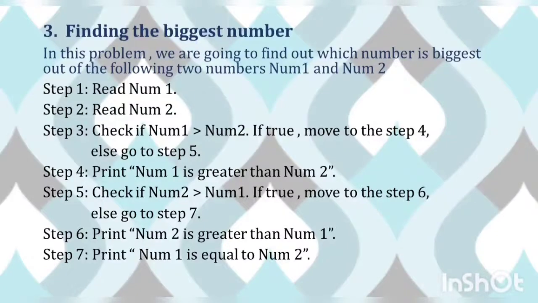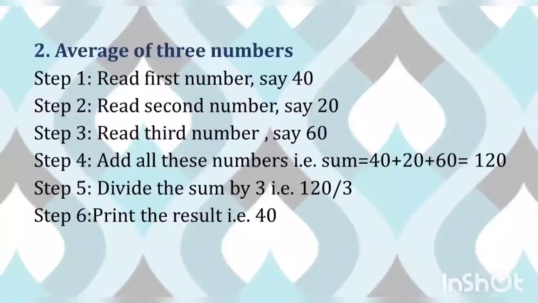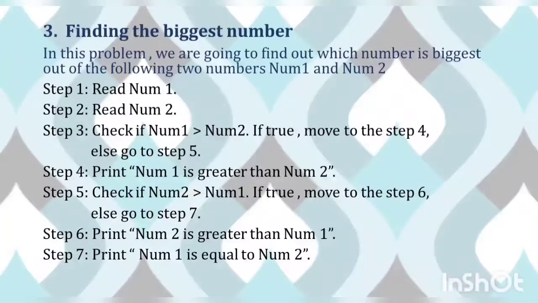Now another example is finding the biggest number. You have been given two numbers, num1 and num2. See, when it comes to computer, in the previous two examples I have given values directly: 40, 20, 60. So that won't be a general algorithm. That is a specific algorithm only for adding those 40, 20 and 60.